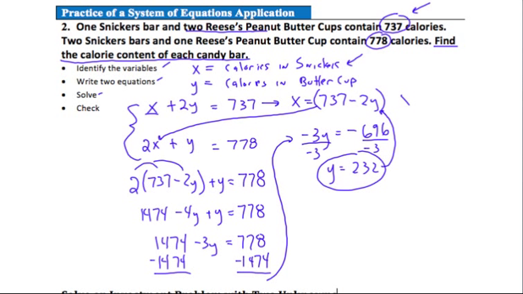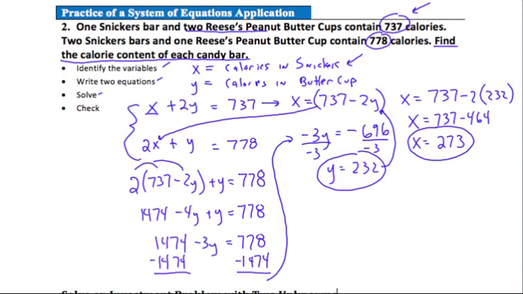So x is going to equal 737 minus 2 times the value of y, which was 232. So 2 times 232 is 464, and then subtract that from 737. And we get 273 for x.